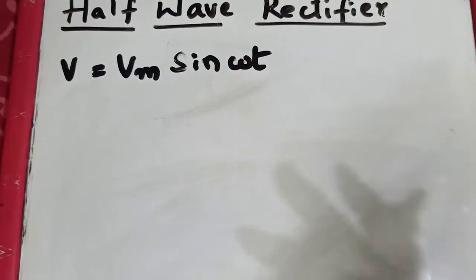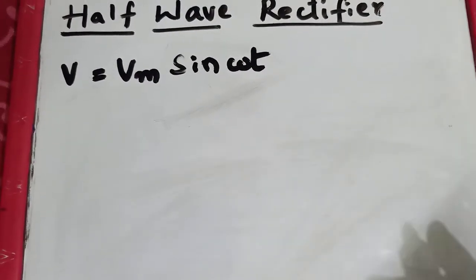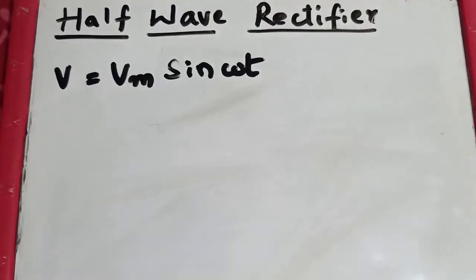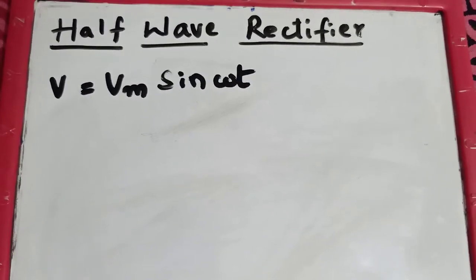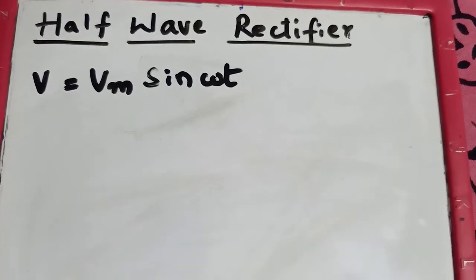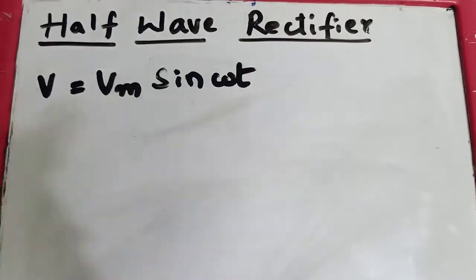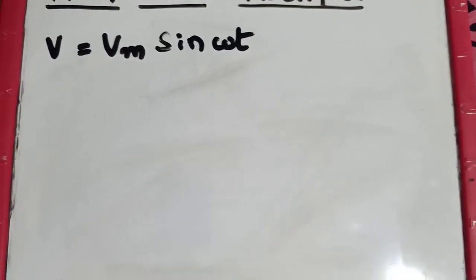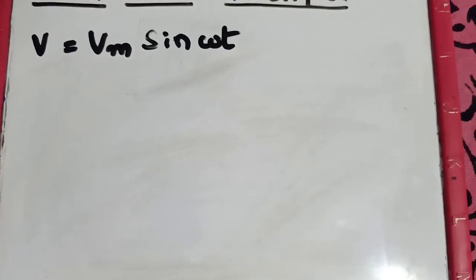We'll be continuing from the derivation of the half-wave rectifier. In the earlier video we discussed the construction and operation of this half-wave rectifier, and right now we are going to calculate the RMS value, efficiency of the rectifier, ripple factor, etc.